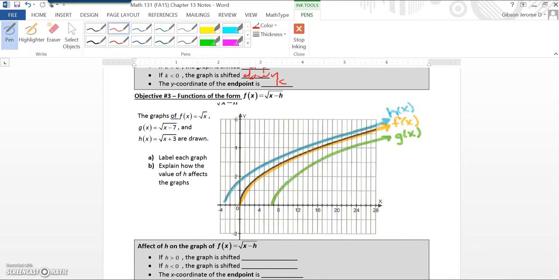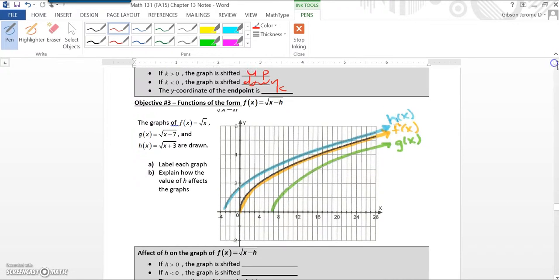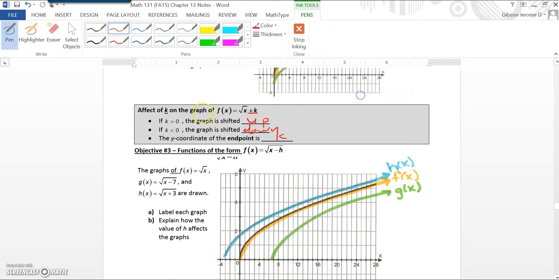So now, we come here to objective 3. Now, objective 3, it says the functions of the form f of x is equal to the square root of x minus h. Now, if you notice here, all of these values are under the radical. When we did the previous problem, this plus k was outside of the radical.